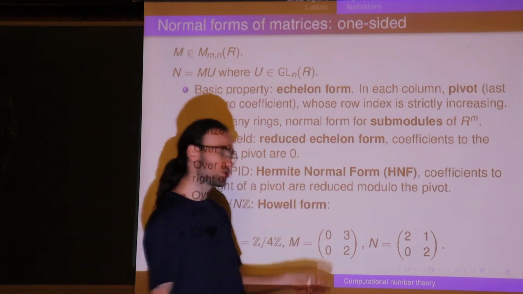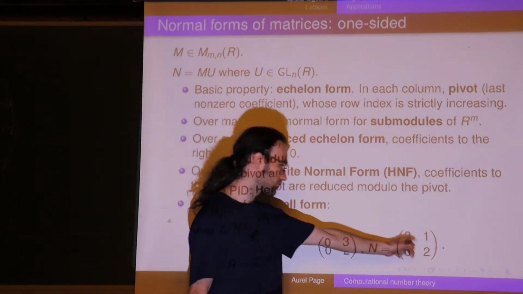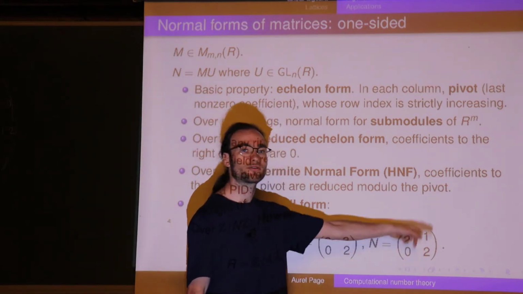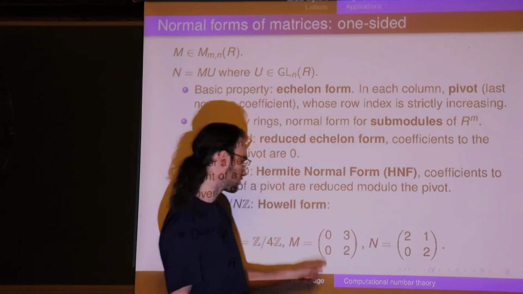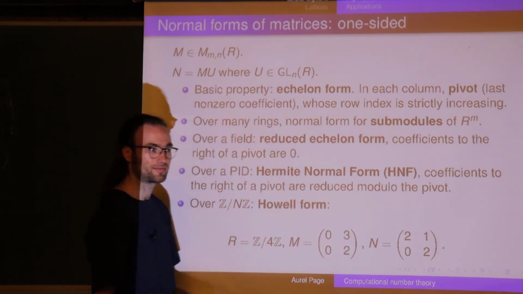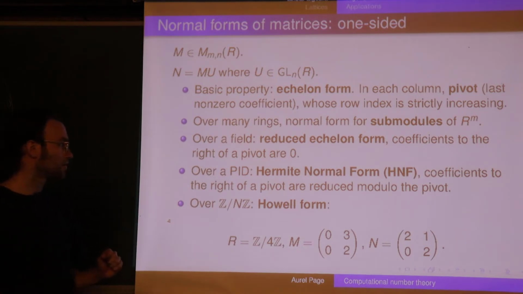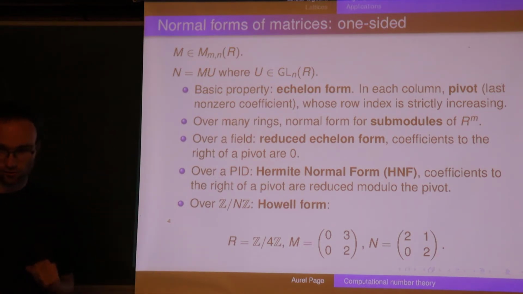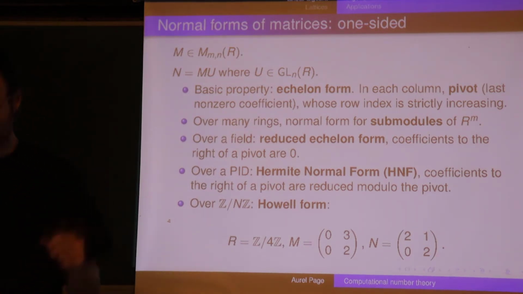Okay, maybe just to justify a bit the interest of this, just by looking at the pivots here, you can get the cardinality of the module, which is not the case here. Okay, so this is an overview of one-sided normal forms.